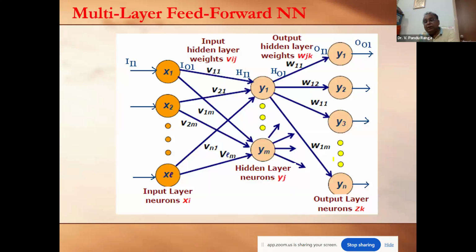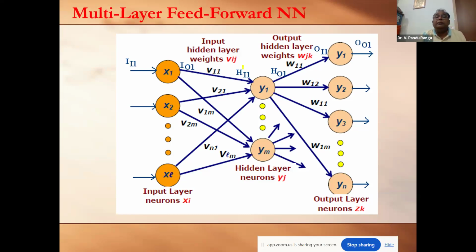Coming to the neural network, we all know that earlier these tools were popular in the name of soft computing, and now the same tools with slight modifications are more popular under different names: artificial intelligence, machine learning, and deep learning. So the same principle is what I am going to explain.